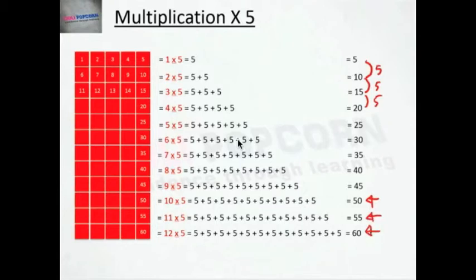So notice that in the 5 times table, the answer is always going to end in 5 or end in 0, 0 or 5. All the 5 times table answers end in 0 or 5. 5, 10, 15, 20, 25, 30, 35, 40. That's one way of remembering whether you've got the right answer.